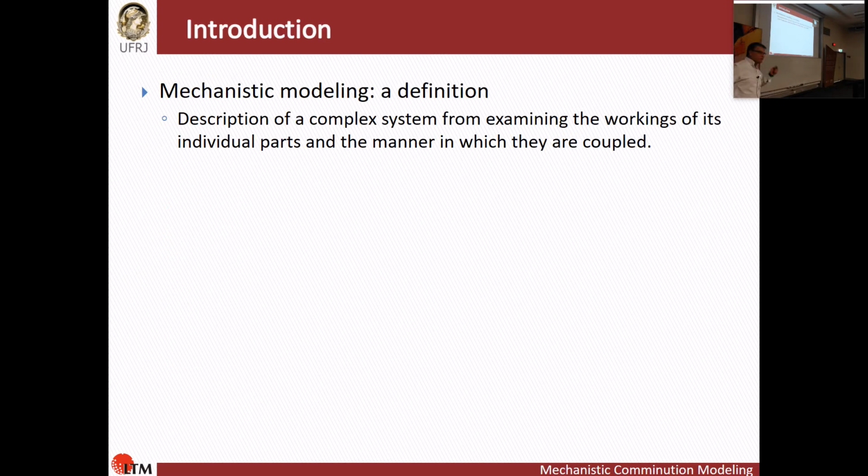Well, you can find a number of definitions of mechanistic modeling. I think this one is simple enough, and captures quite a lot of what we want to convey in our approach, which is the description of a complex system from examining the workings of its individual parts and the manner in which they are coupled. I think this is really good, because exactly what we want to do when we have a complex system is to be able to break them apart, analyze into smaller and more understandable parts, and then we can actually put them together as we see fit, exactly as it is in practice in comminution and our different processes.